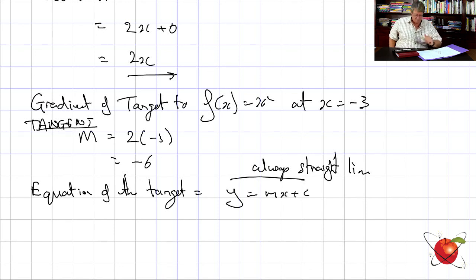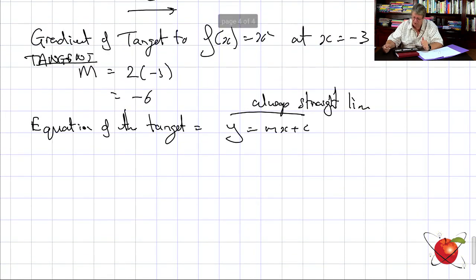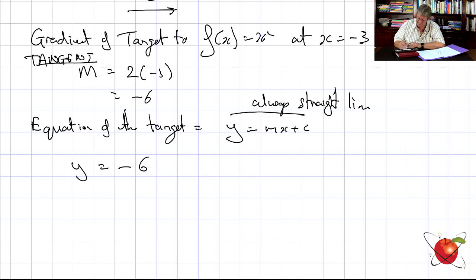Now, you can have surfaces that are tangential to each other. So if I've got a ball and a piece of paper, it's going to touch it at one point, isn't it? That's a surface that's tangential. I thus now have a situation where I say the equation of the tangent is that. What do I know? I know that then y is equal to minus 6x plus c. Now what?